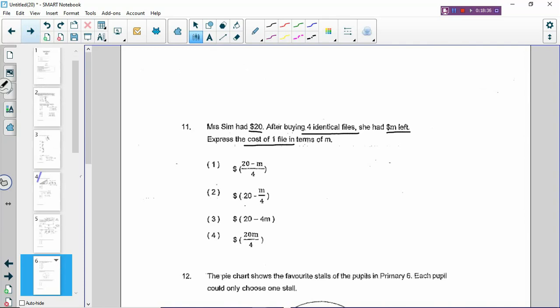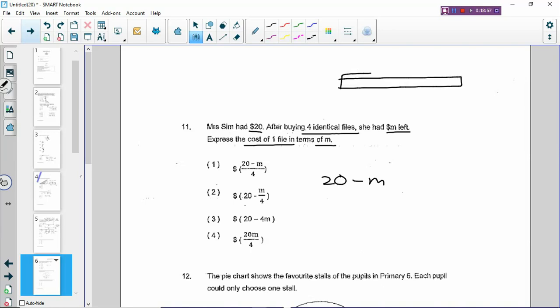Alright, so she has a total of $20 at first, right? And then how do you find how much she spends? You minus away the money that she has left, which is the M. Alright? And now for those of you who are struggling to know how to do this, our advice is you draw a model. Go by model drawing. It helps you to see more clearly.